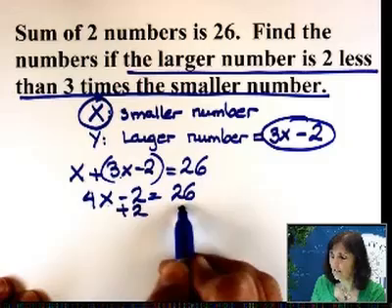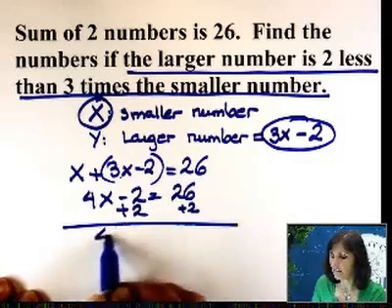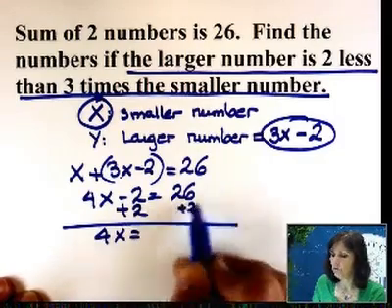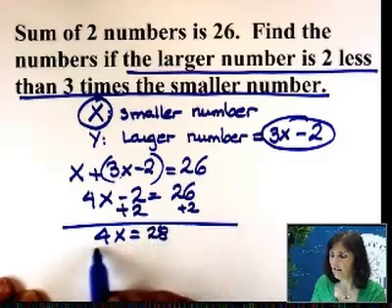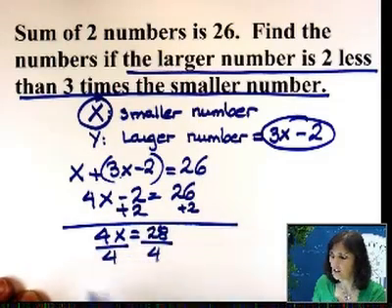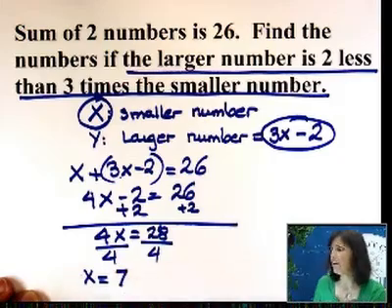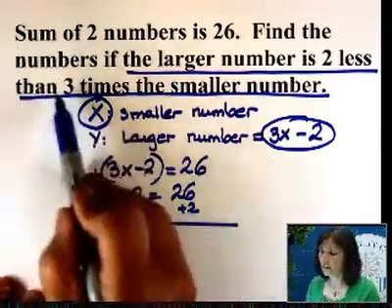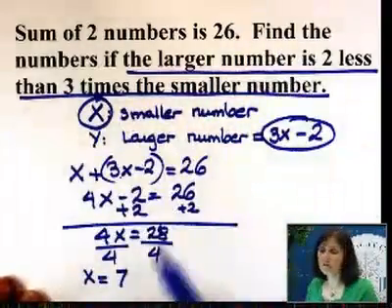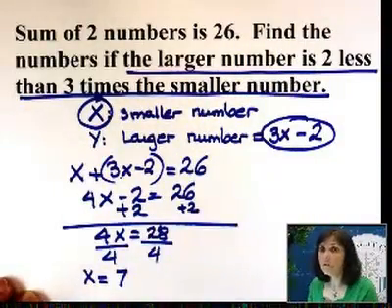And guess what? Add 2, just like that stuff that we've been doing. 26 plus 2, that's 28. And get rid of 4. Guess what? x equals 7. Am I done? Always go back to your problem. It says find the numbers. Okay, numbers means both of them.